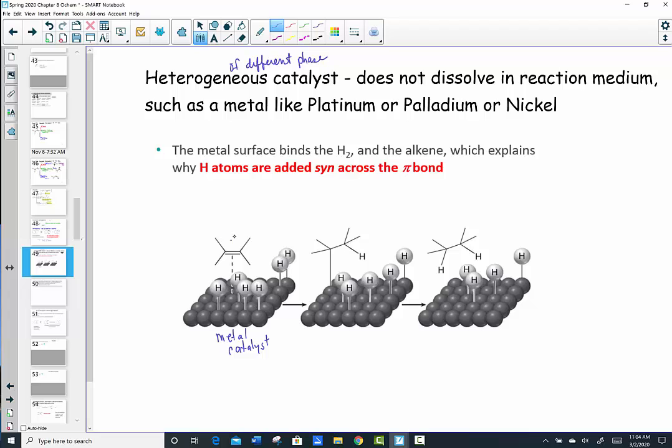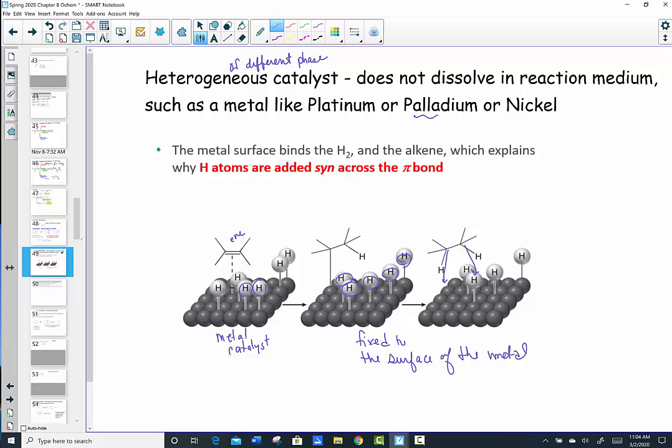And here you have the alkene and the hydrogens bonded to the metal surface. The metal acts as a binding surface for both the hydrogen and the alkene. So in other words, the hydrogen is not free to move around, and that's what we're adding across the double bond, it's fixed to the surface. We can only add it to the double bond from the double bond reaching down to the surface of that metal, as I say, palladium or platinum.